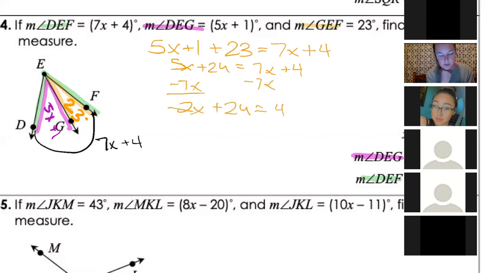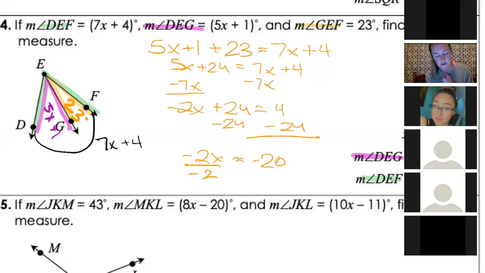Okay. And you guys should know how to solve for these. But if you are struggling, there are so many video resources on how to solve for x online. Or you can also request to come to tutoring.